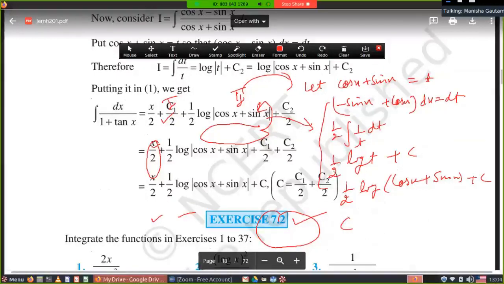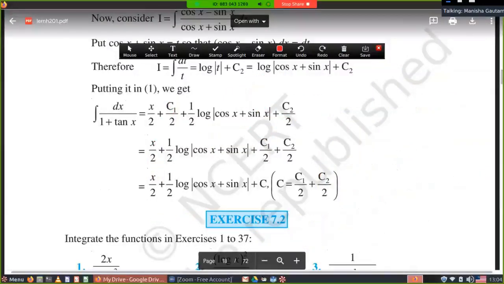Now here is exercise 7.2. First do these examples on your own in your notebook. I hope now you can do the questions of exercise 7.2. In the next video we will do the questions of exercise 7.2.